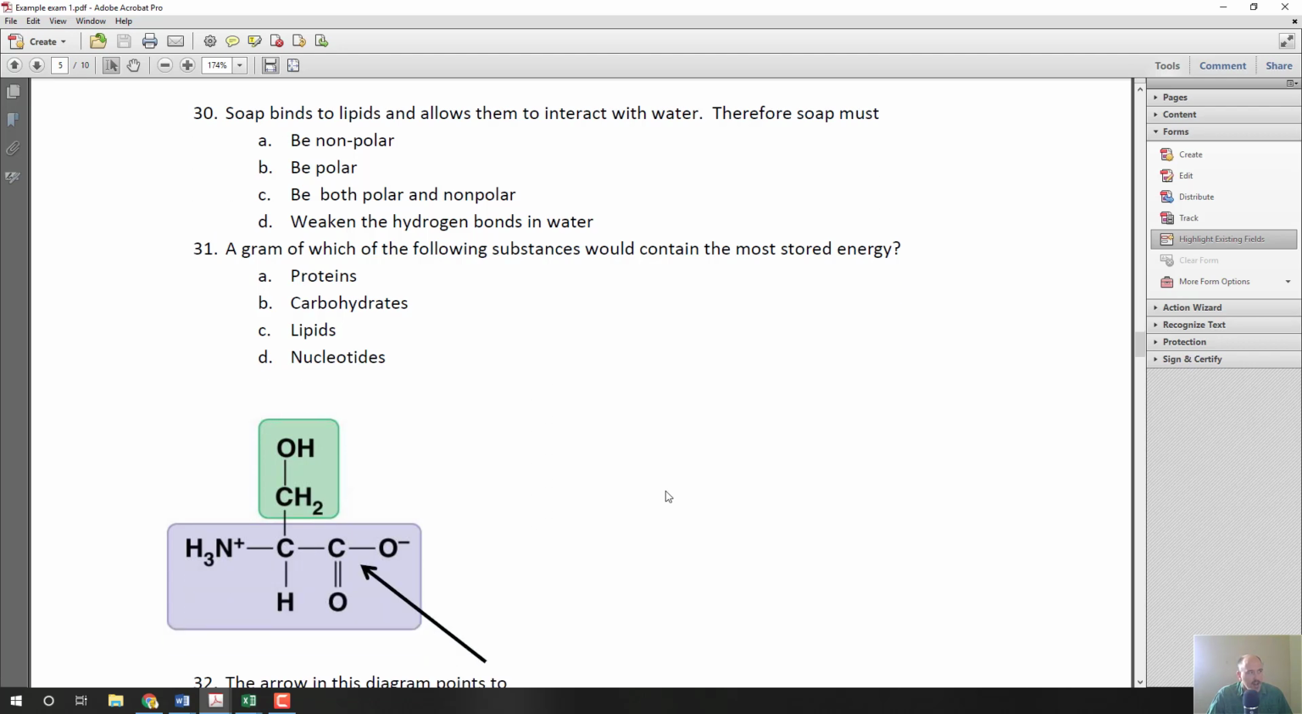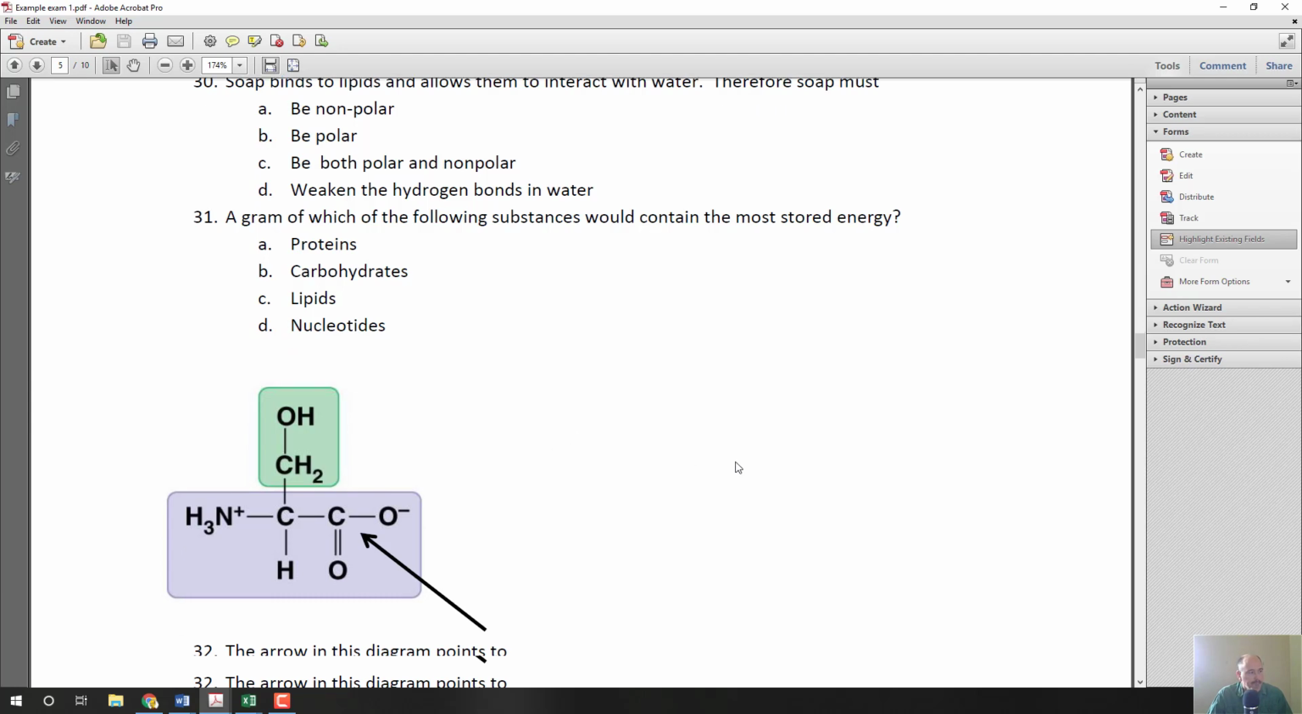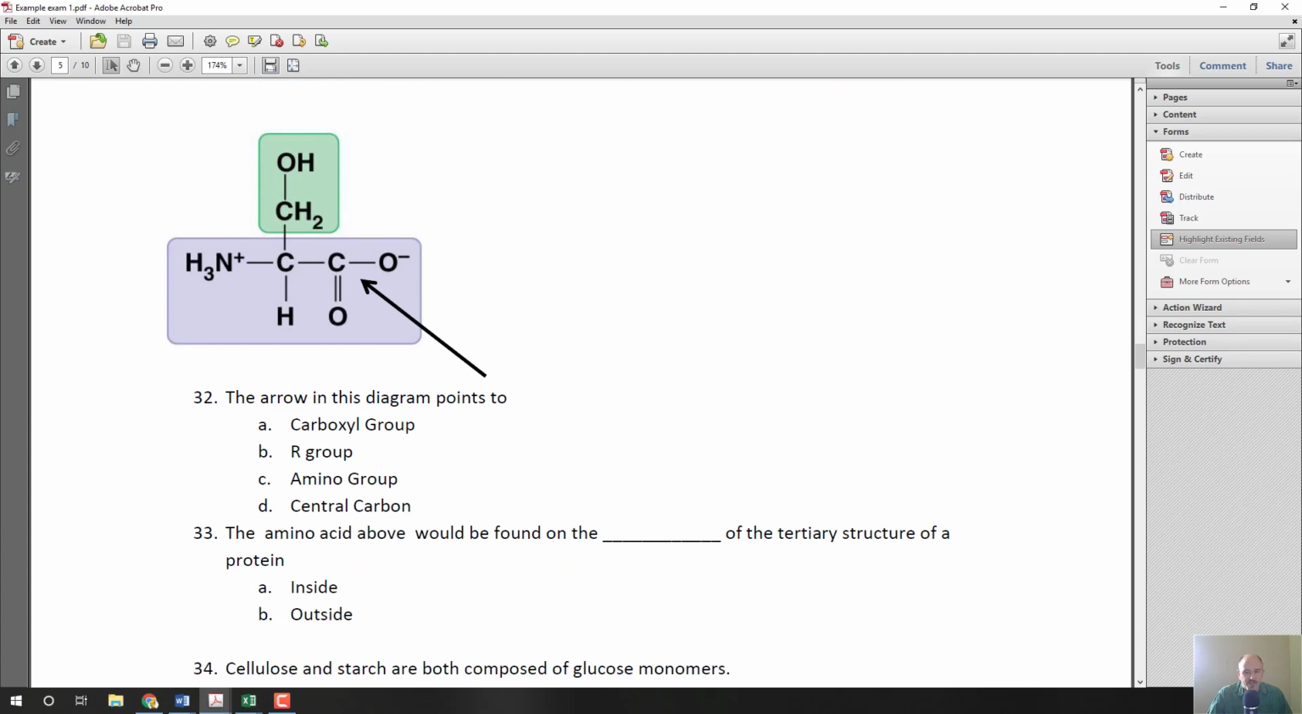Number 31. A gram of which of the following substances would contain the most stored energy? The answer to that is C, lipids. Lipids contain the most stored energy per gram, which is why we use it as energy storage in our bodies, right? Next question, 32. The arrow points at what?